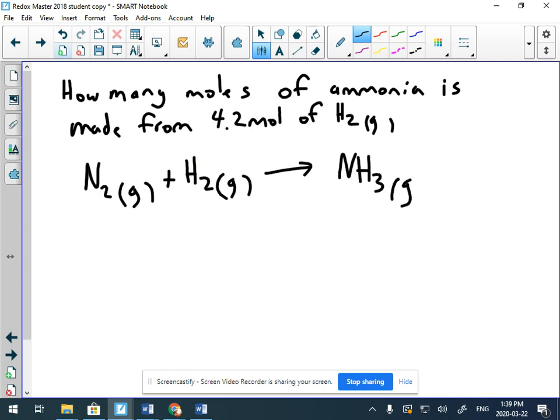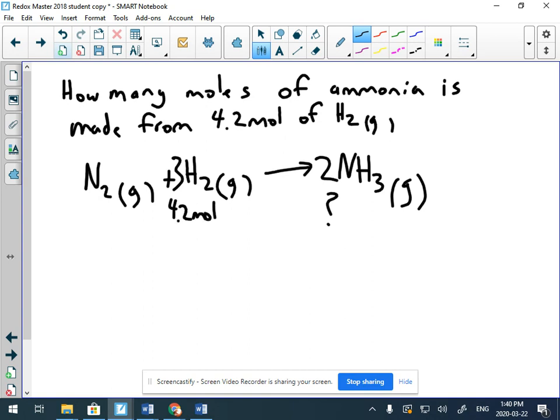Okay, first off, we need to see if it's balanced, and it's not. It looks like the hydrogens and nitrogens are out. We have 3 and a 2 there, so let's put a 2 there to make 6, and a 3 there to make 6. Now we're good. Okay, so it's wanting number of moles of ammonia, question mark. And it's made from 4.2 moles of hydrogen.